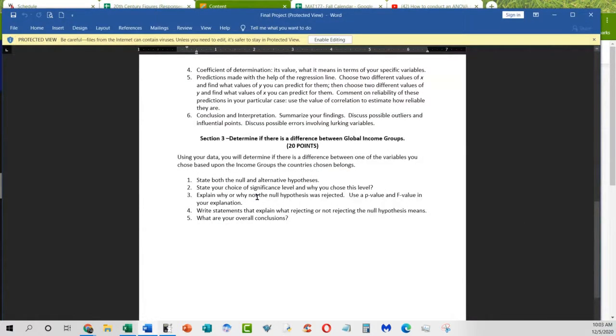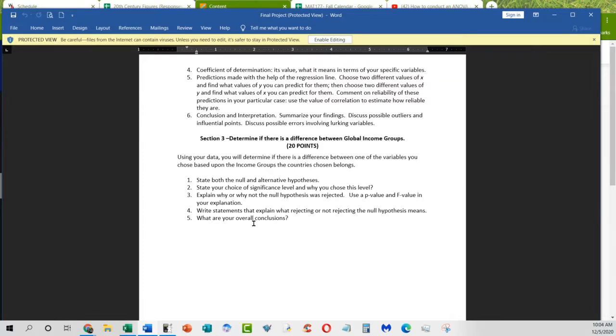There are lots of little parts to them. What is the p-value? Why did you pick it? What's the null hypothesis? What does it mean? What is the alternative hypothesis? What is your conclusion? I found that, yes, the average rainfall between high income countries and low income countries is not the same.